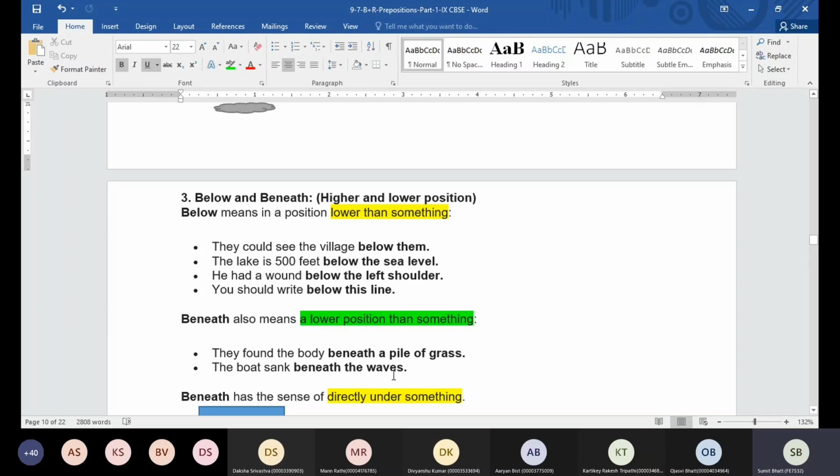Like, they found the body beneath a pile of grass. So on top there was a pile of grass, and at the bottom there was the body. The dead body we are talking about. So here we are talking about how on top there was a pile of grass, and at the bottom there was the body.